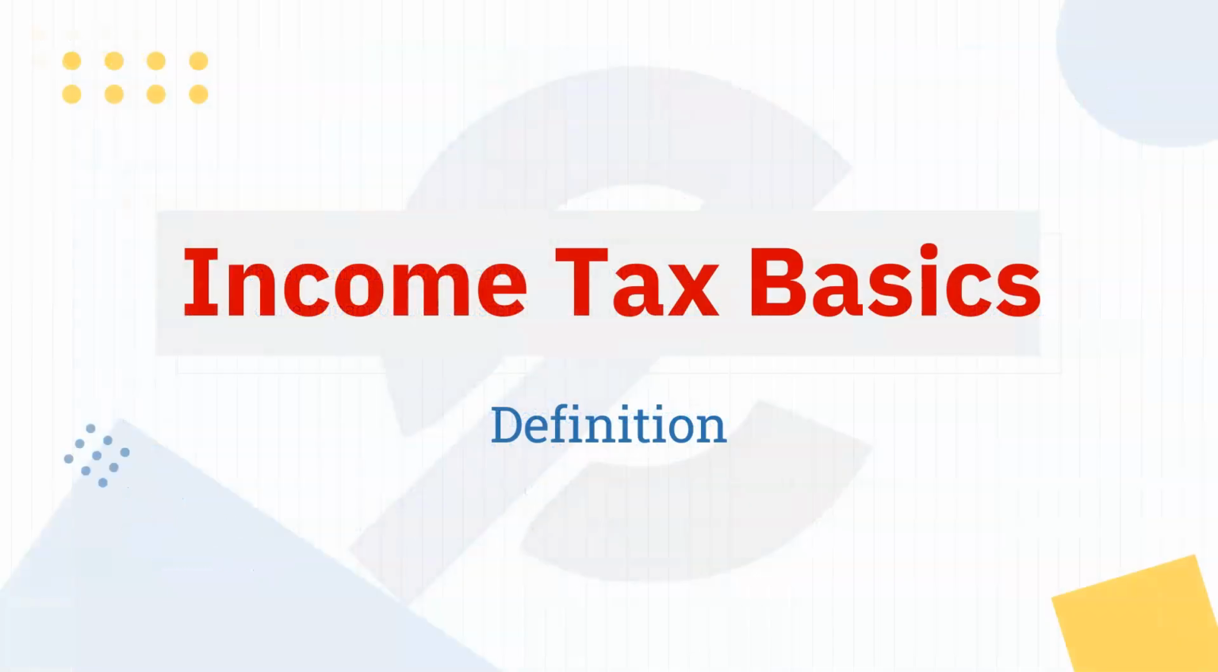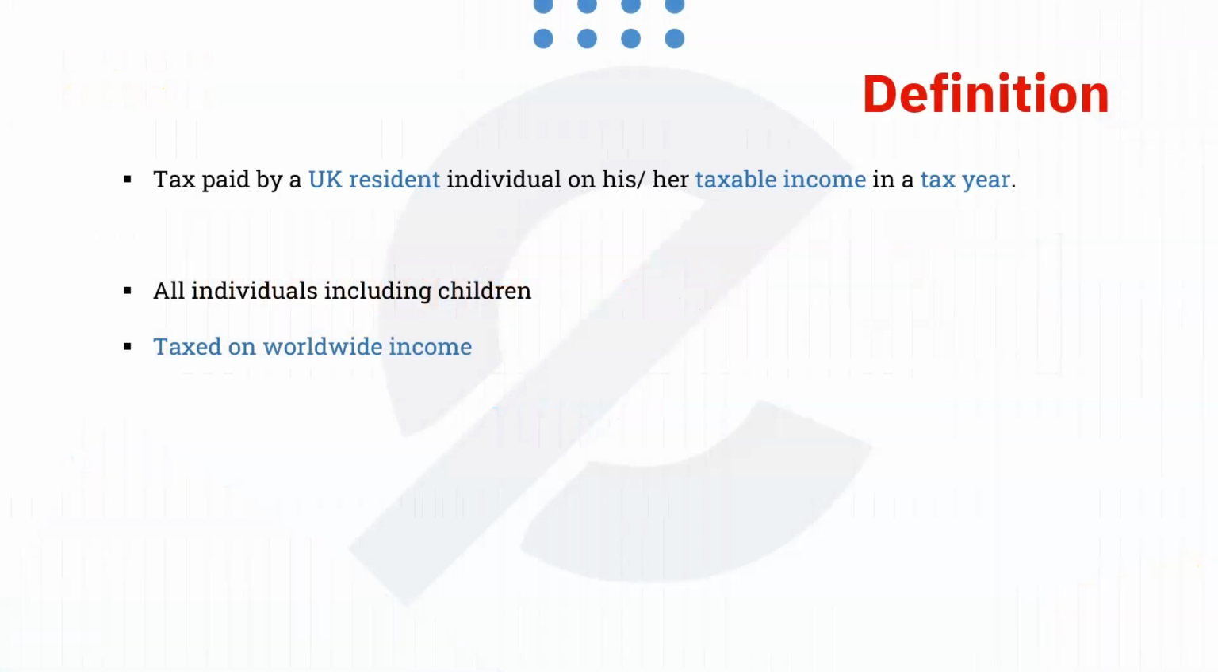We first start with the definition of income tax. Income tax is tax paid by a UK resident individual on his or her taxable income in a tax year. By individuals, the tax authority refers to all persons, including children, even those under the age of 18, provided they fulfill the UK residency criteria. Taxable persons are required to pay tax to UK tax authorities on their worldwide income, that is, income earned not only from within the United Kingdom, but from any other country as well.